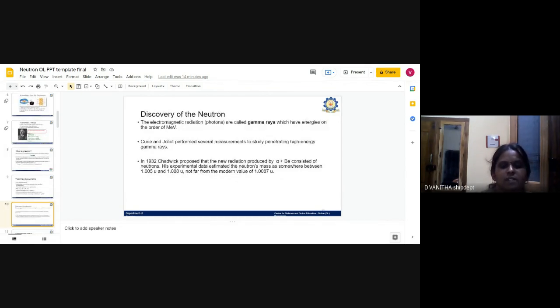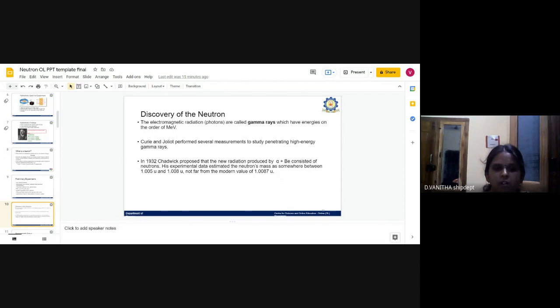So that discovery of neutron is concluded as the electromagnetic radiations, which are called gamma rays, having energies in the order of million electron volt. Here, Curie and Joliot performed several measurements to study the penetrating high energy gamma rays.